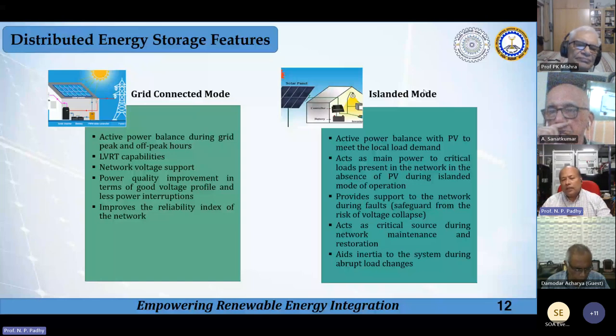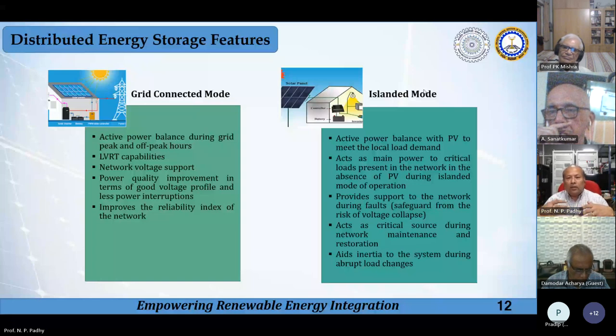Now, when you move to islanded mode of operation, when the grid is not there, active power balance with PV to meet the local demand is possible. It can act as the main power source to critical load present in the network in the absence of PV during islanded mode of operation, because the battery will act as a grid or a source of generation when the main grid is not there. It provides support to the network during faults, acts as a critical source during network maintenance and restoration, and adds inertia to the system during abrupt load changes also.